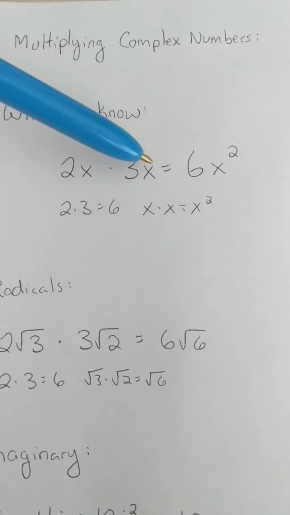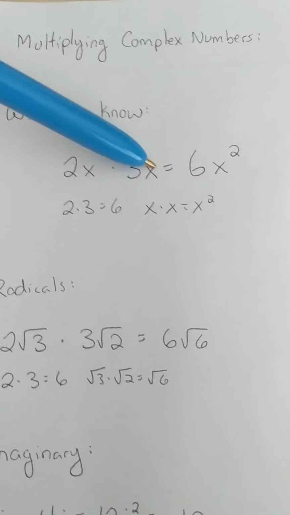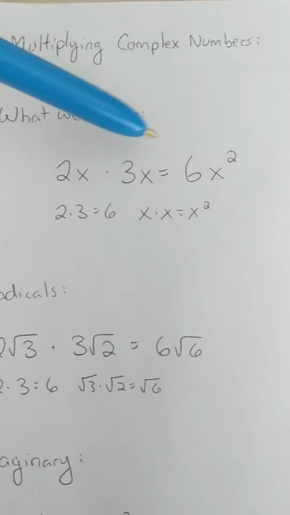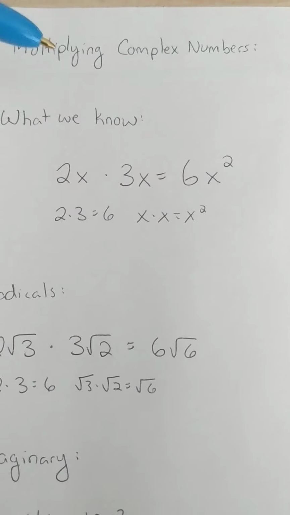Today we're going to talk about multiplying complex numbers. Now, as I already said, every number you can imagine, everything that you've worked with, falls under the category of a complex number. So let's start with something that we do know. 2x times 3x. I know that 2 times 3 is 6, and x times x is x squared. So therefore, 2x times 3x equals 6x squared.